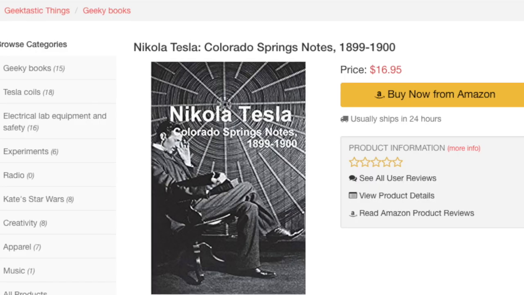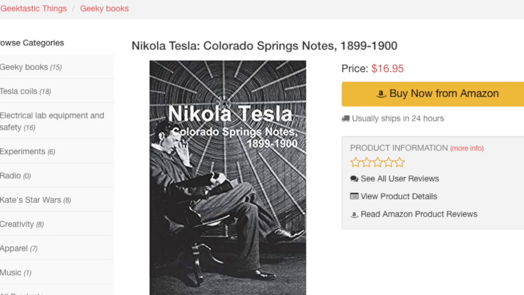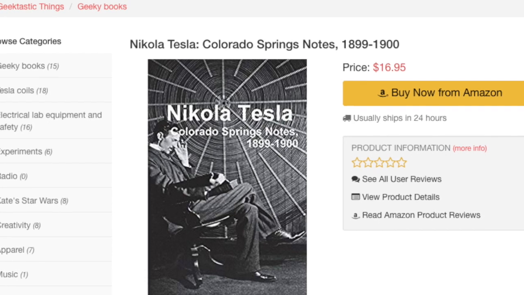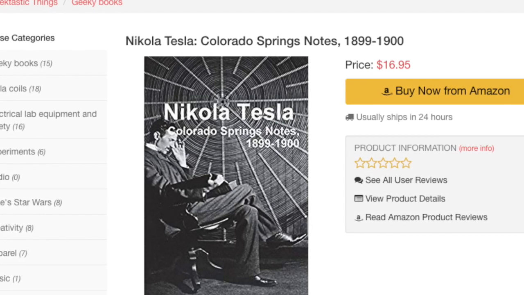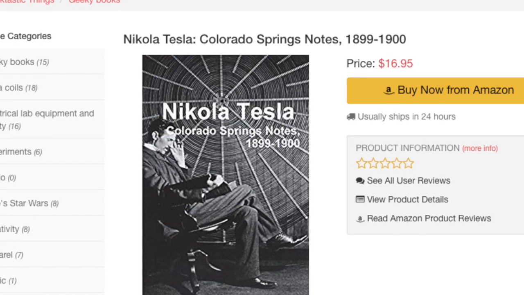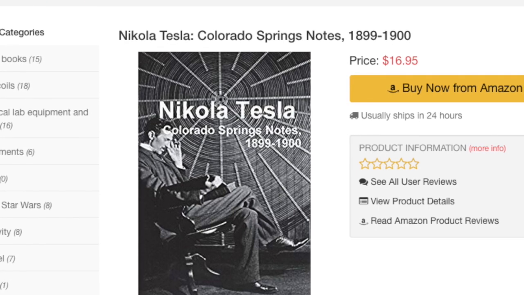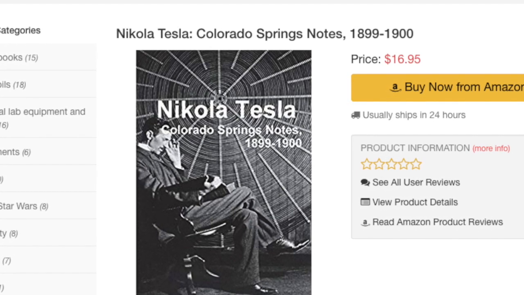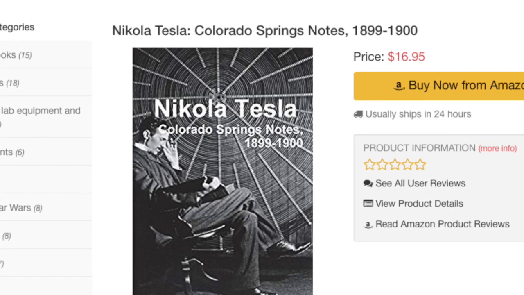Today's reading is the Colorado Springs Notes from 1899 to 1900. This is what I'm reading right now. It's full of all kinds of incredible things. Like, did you know in 1899, Tesla had a sketch for a fully working cordless phone? This was 4 years before even vacuum tubes were invented. So it's a day-by-day accounting of his experimentations, his thoughts, his questions, as he worked in his Colorado Springs notebook.